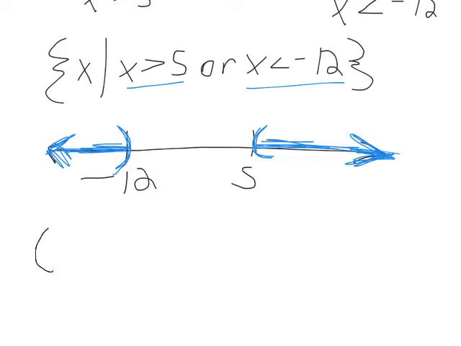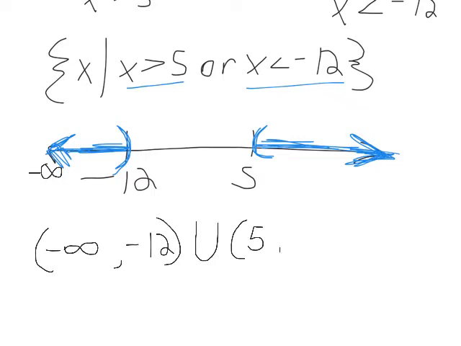Now, when you have an arrow going off to the left, that endpoint is at negative infinity. Infinite endpoints always get a parenthesis. So I've got parenthesis, negative infinity. And then I go to negative 12, which also has a parenthesis because it's just less than for that one. Then we draw the union symbol, which is very simply just a big old capital U. We open up the second set, start it at 5, and go off to positive infinity.